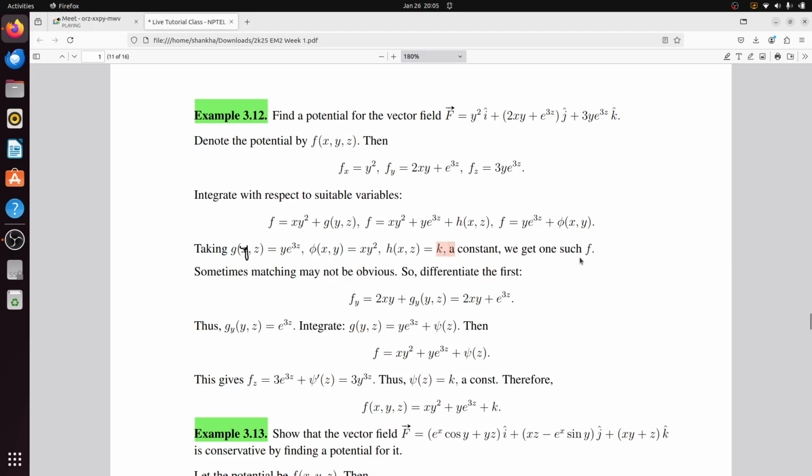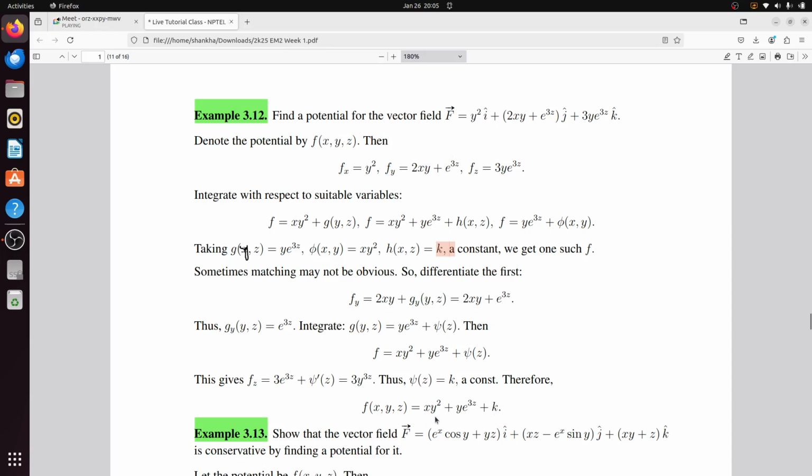So we get one such function. Your function f of xyz will be xy square plus y e to the power 3z plus k. You remove that k because that has no role, you consider k equal to 0.